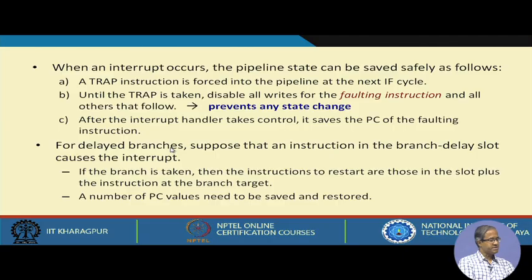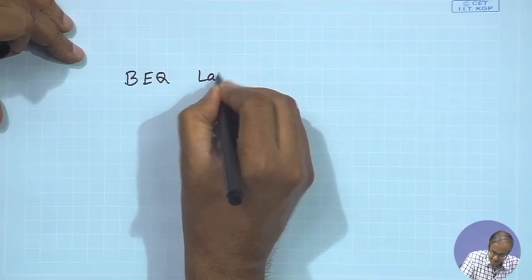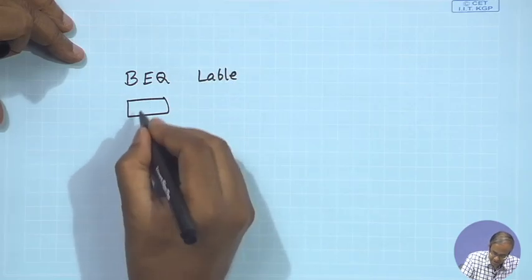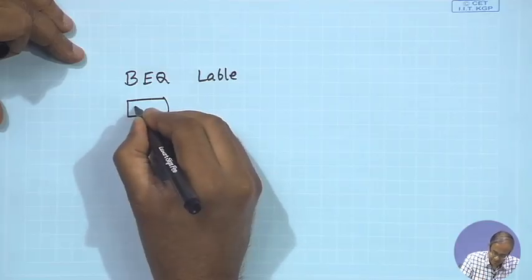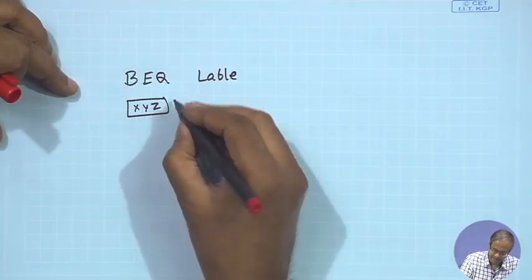Now, for delayed branches, it is a difficult condition that I had said, that the instruction in the branch delay slot might have caused the interrupt. There was an instruction present in the delay slot that can cause the interrupt. So, if the branch is taken, what I mean to say is that there was a branch, let us say a branch equal to some target label, and there was a branch delay slot, let us say one delay slot. There are some instructions here, let us say XYZ, and this instruction XYZ has generated an interrupt.